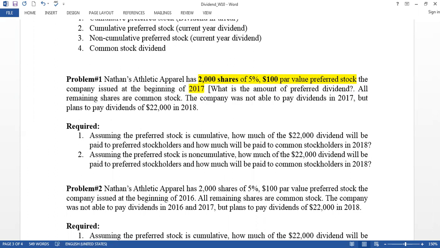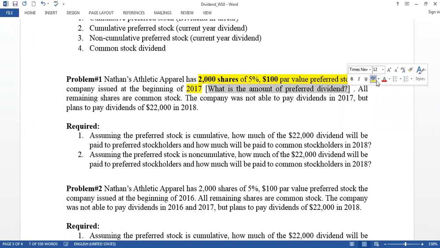This is my question. What is the amount of preferred dividend? Because according to the theory, when you purchase preferred stock, you know your dividend, right? So what is the amount of dividend? What is the amount here?